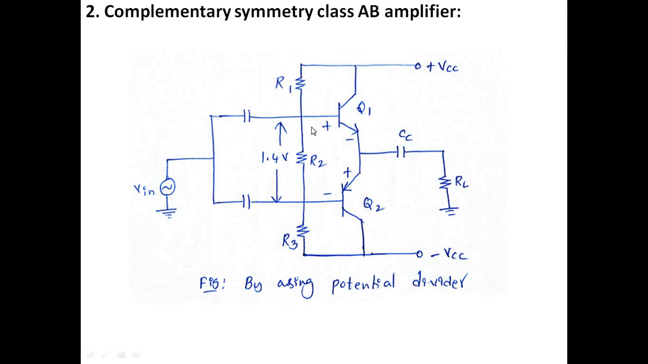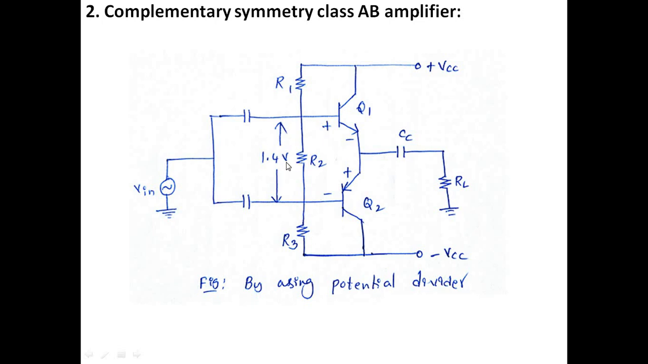Here we are using a voltage divider method, and we ensure that whatever voltage you apply, the voltage drop across R2 will be 1.4 V, such that the voltage at the base of transistor Q1 is 0.7 V, and the voltage at the base of transistor Q2 is also 0.7 V. This 0.7 and this 0.7 make 1.4.